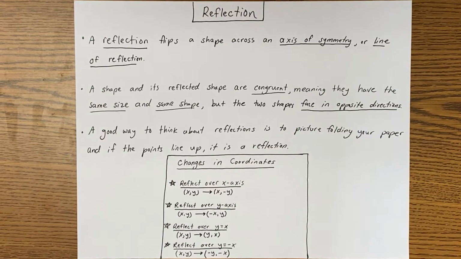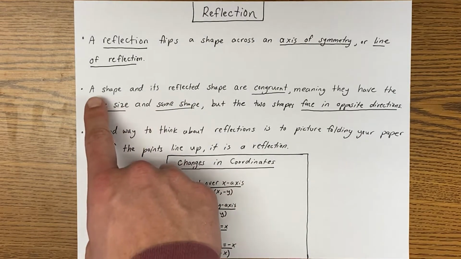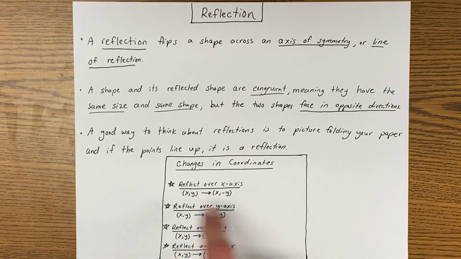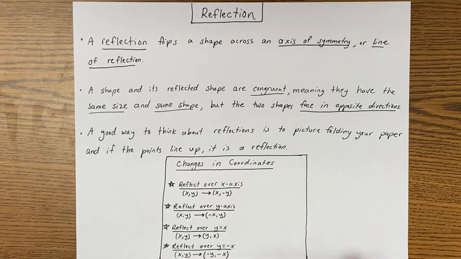Just like a translation, a shape and its reflected shape are congruent, meaning they have the same size and the same shape. Different from a translation, now the two shapes face in the opposite direction. Think about when you look in a mirror: when you hold up your right hand, it looks like your left hand, so it's the opposite direction. The main difference between a translation and a reflection: a translation faces in the same direction, a reflection faces in the opposite direction.